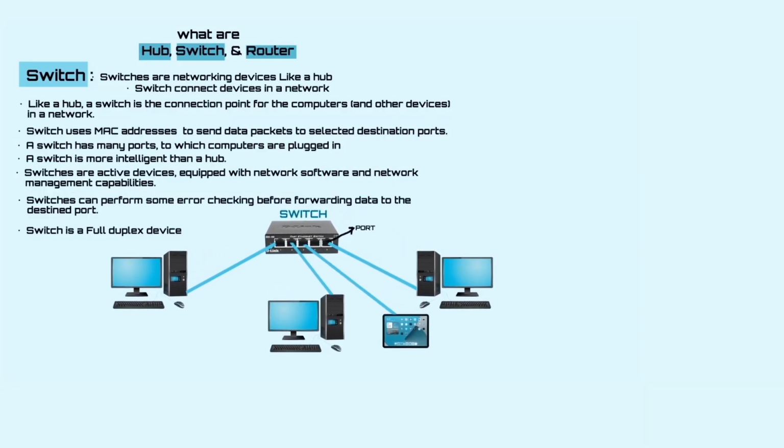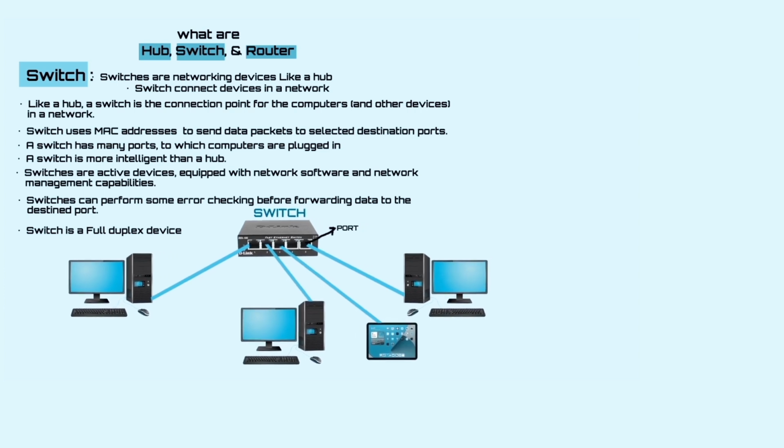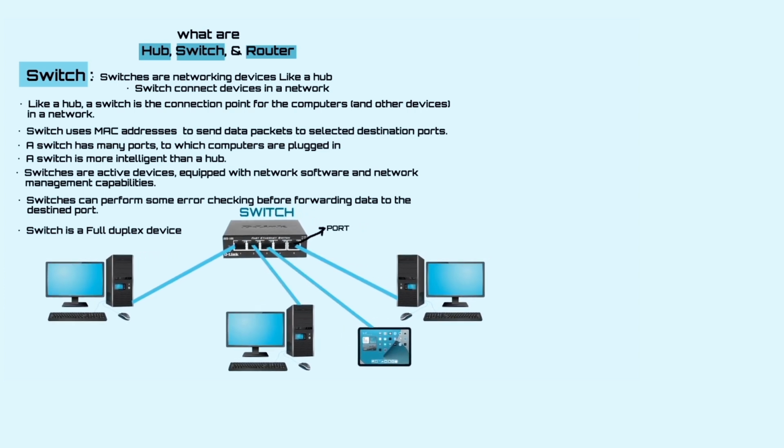Switches are networking devices like a hub. A switch connects devices in a network. Like a hub, a switch is the connection point for the computers and other devices in a network. A switch uses a MAC address to send data packets to selected destination ports. A switch has many ports to which computers are plugged in.